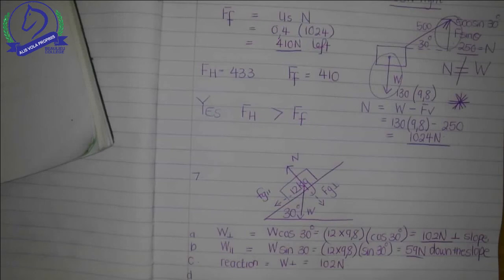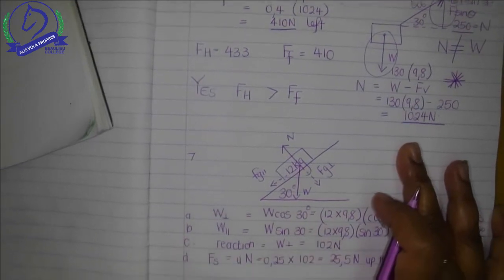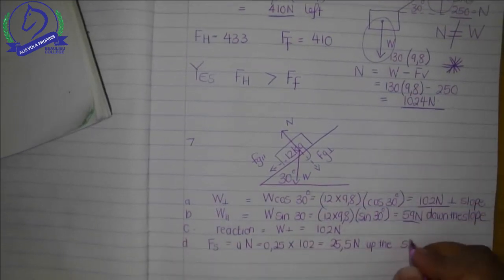Okay, the coefficient of static friction is 0,25. Calculate the maximum static frictional force. So if we're working out the maximum static frictional force, it's going to be mu times N, which is 0,25 multiplied by 102, because that's what my normal force is, and I get 25,5 newtons up the slope.